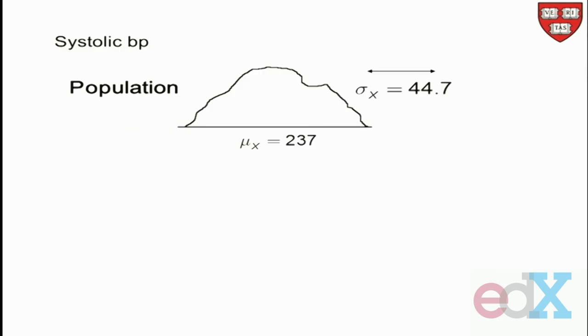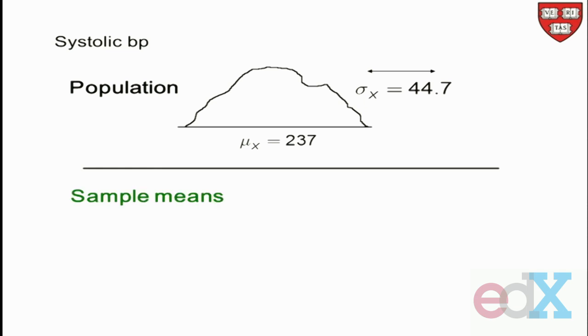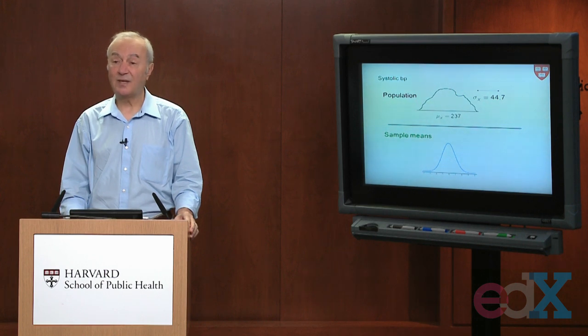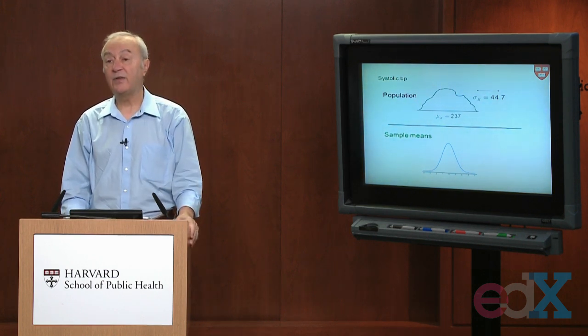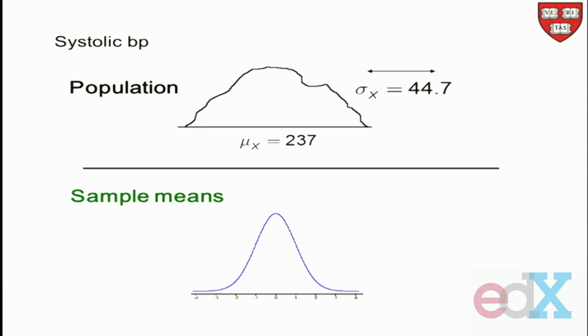Okay, so here we have it. We can use the central limit theorem because we've got a population with mean 237, standard deviation of 44.7, and we're going to take the sample mean, and we know from the central limit theorem that if we do this repeatedly, those sample means will be distributed around a mean of 237 and a standard deviation of 44.7 divided by the square root of the sample size. So that, in this case, gives us 8.94.